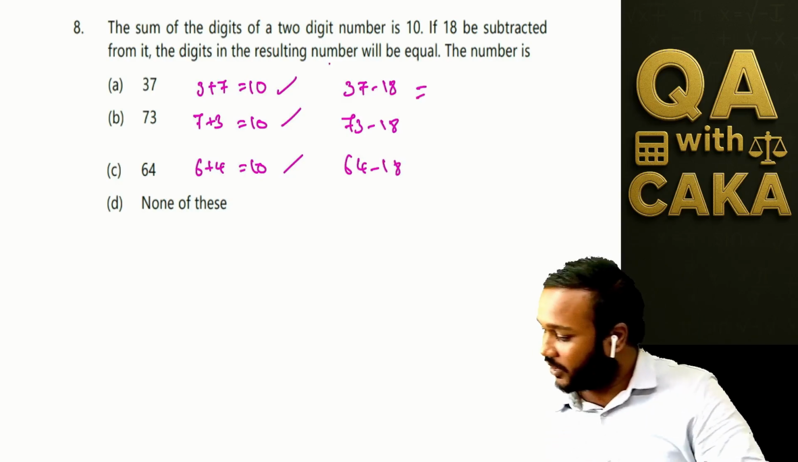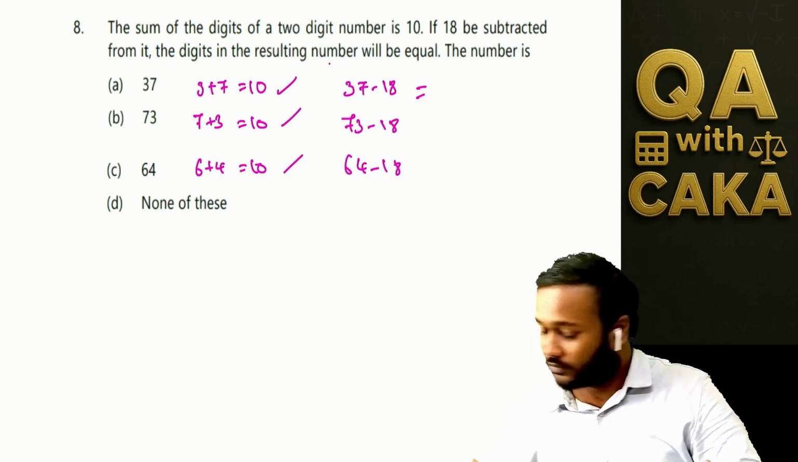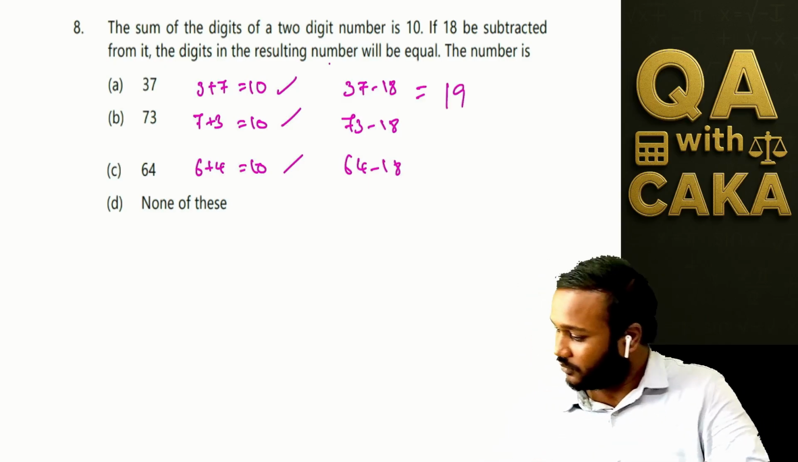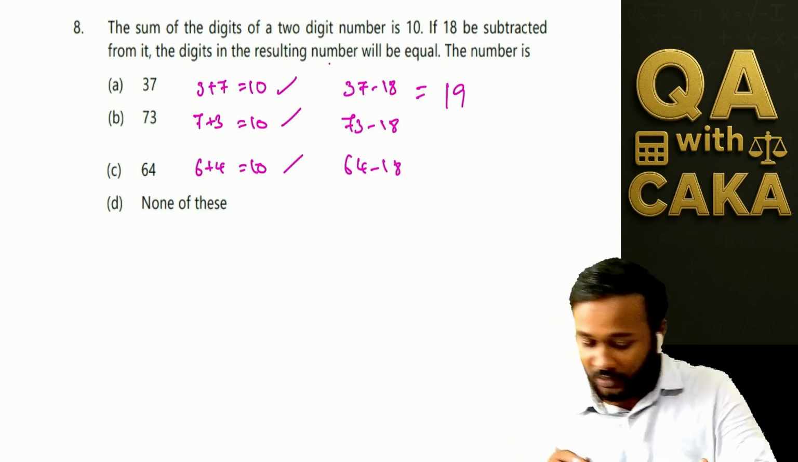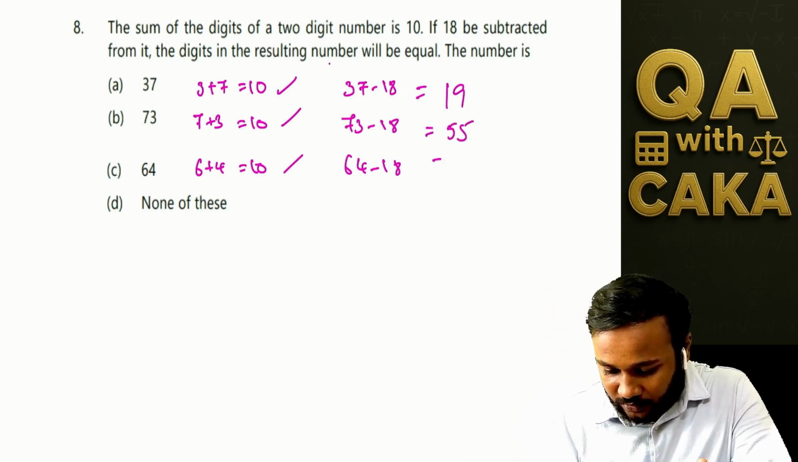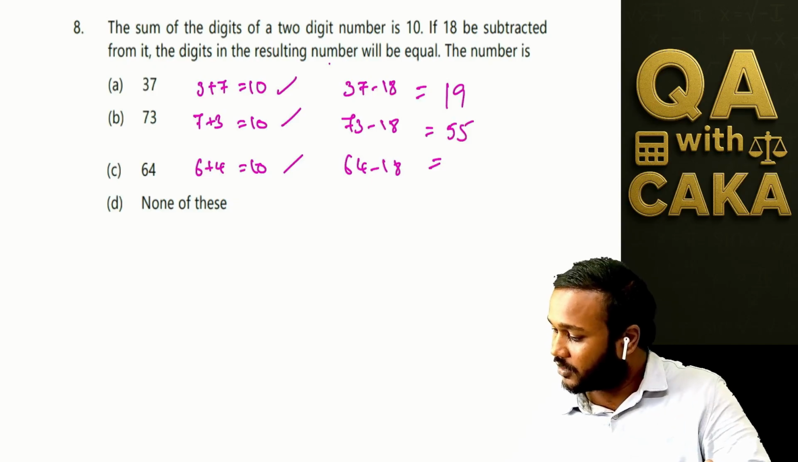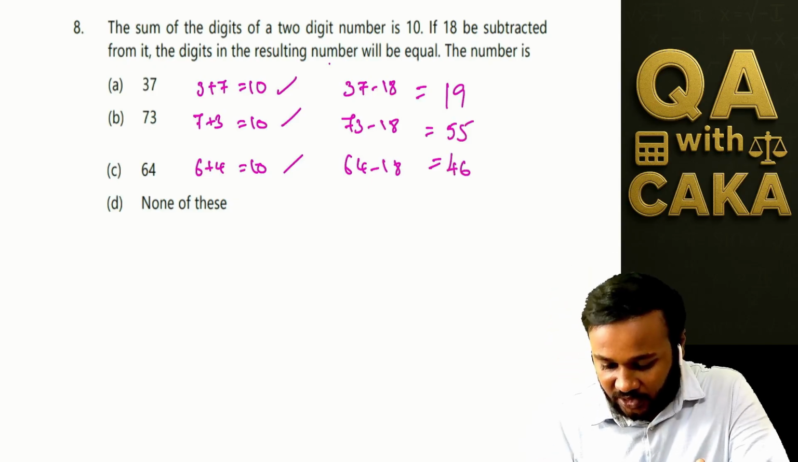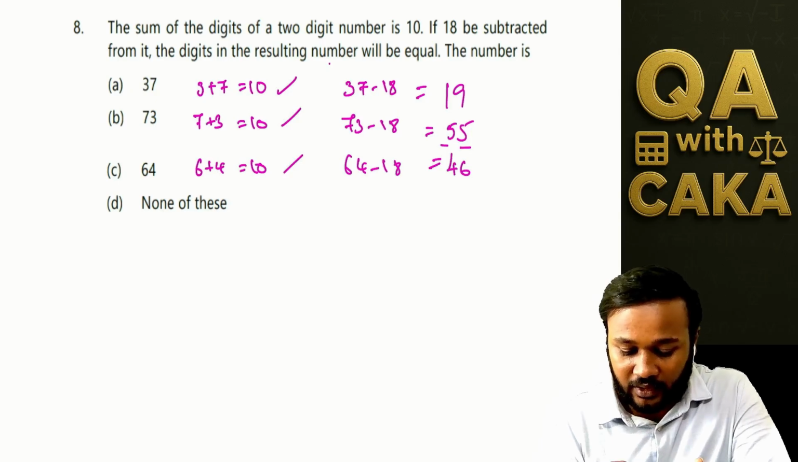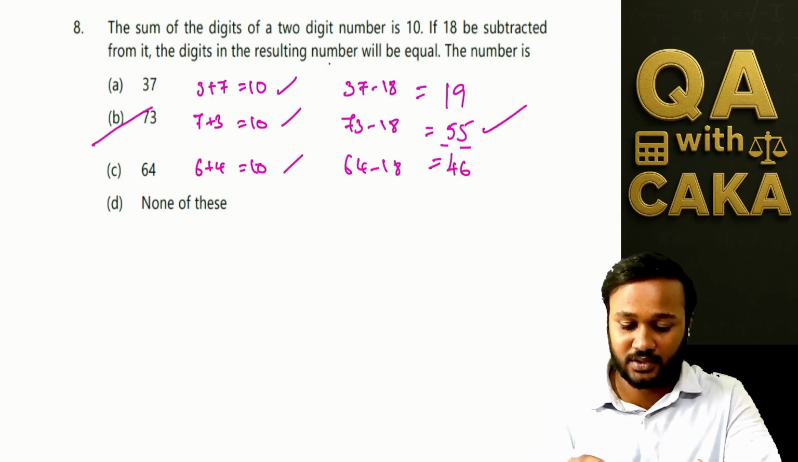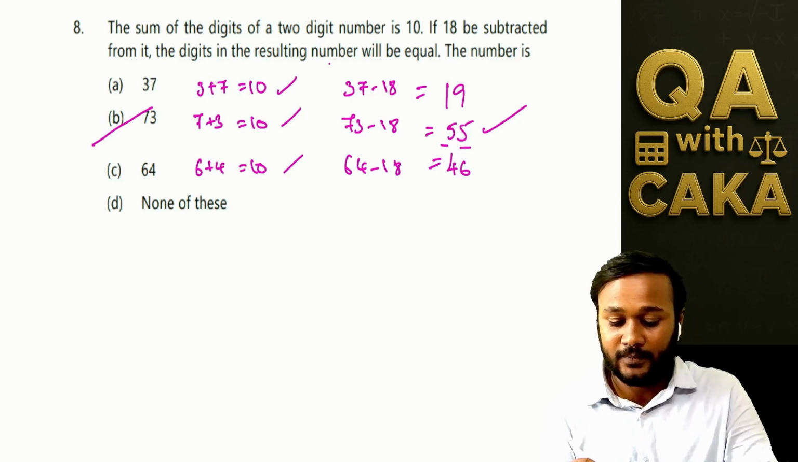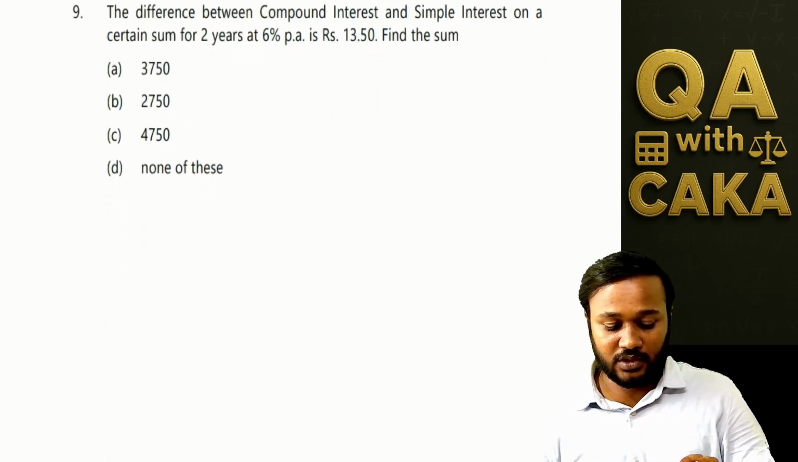So 37 minus 18, 19, and 73 minus 18, 55, 64 minus 18, 46. If you see here, this is exactly what the question asked. The digits in the resulting number will be equal. So option B is your right answer. Then let's go to the ninth question.